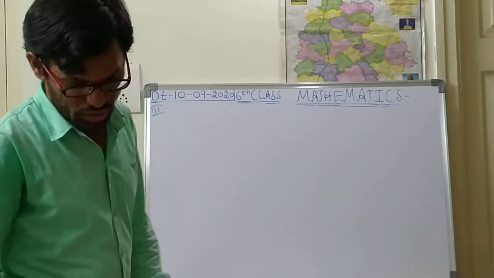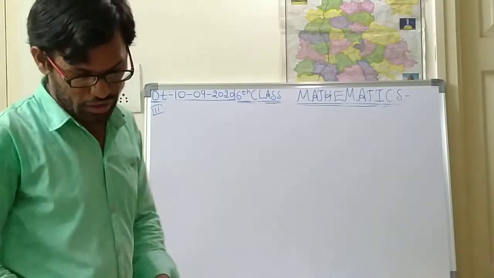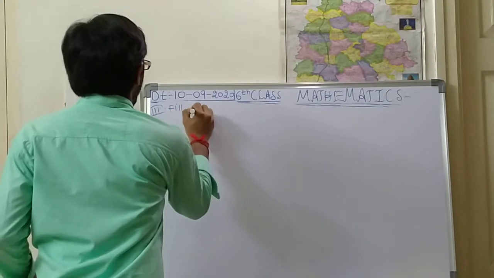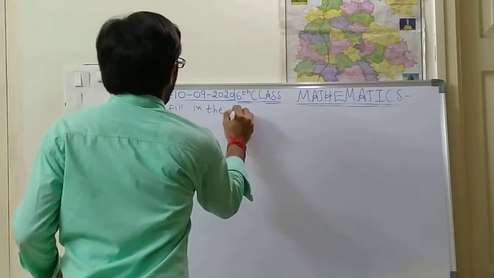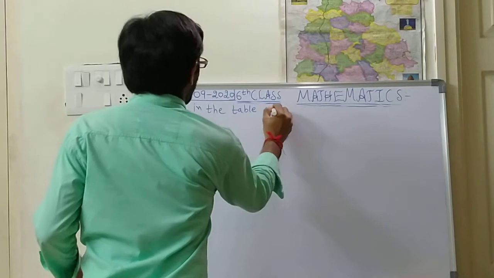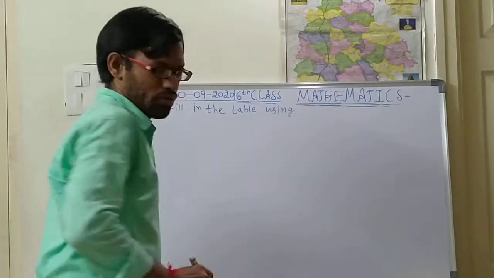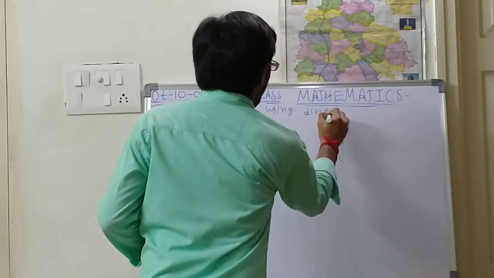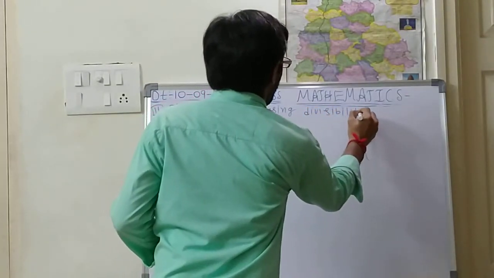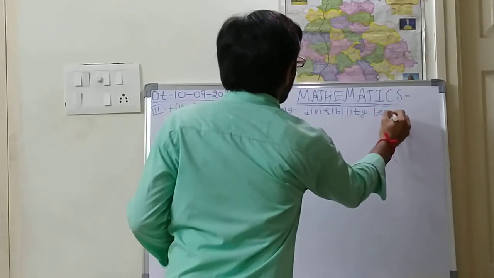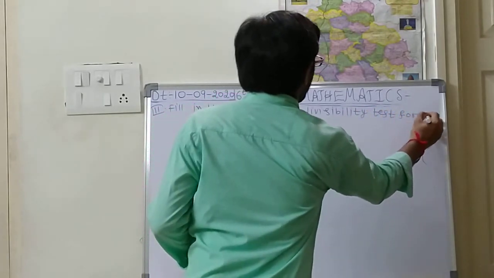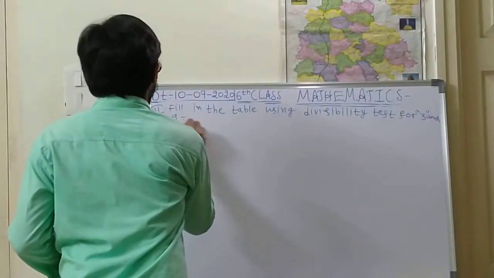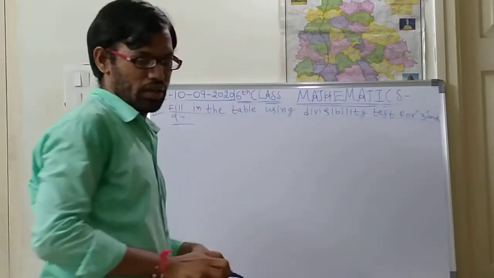The third bit is: fill in the table using the divisibility test for 3 and 9. So like this you are supposed to fill this table.